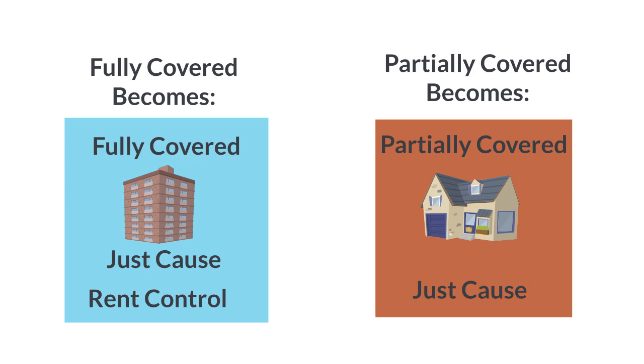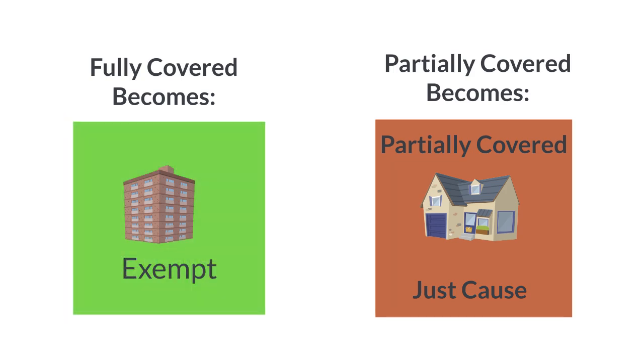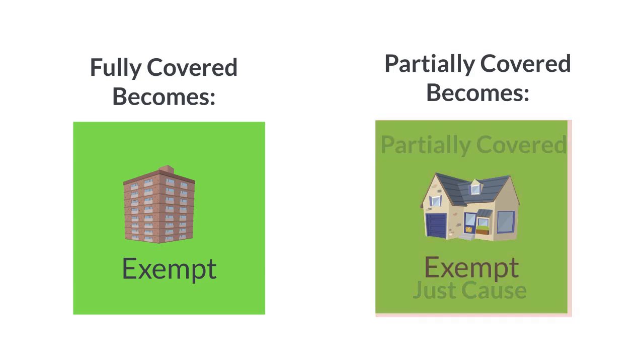The administrative determination is the process by which an owner may request that either the rent control regulations or the just cause regulations do not apply to the unit. If granted, the status of the unit would change. This creates an exemption. The exemption changes the status of a fully covered unit to either partially covered or completely exempt, or it may change the status of a partially covered unit to completely exempt.